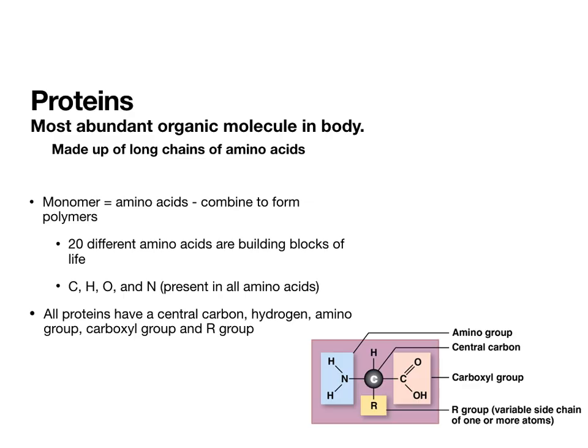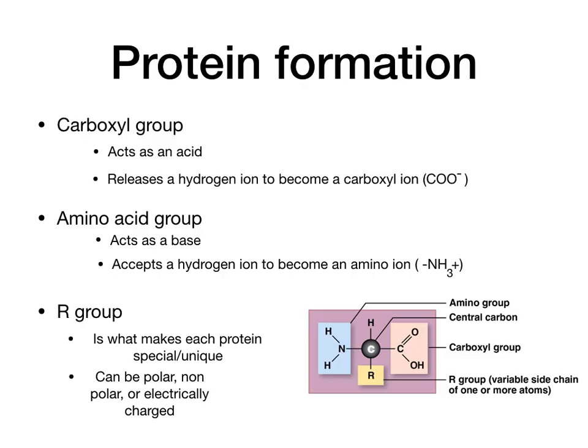So how do we form a protein? The amino acid is made up of three functional groups: the carboxyl group, the amino group, and the R group. The carboxyl group acts as an acid. It releases a hydrogen ion to become the carboxyl ion, and the amino group acts as a base and accepts that hydrogen ion to become an amino ion. And then the R group is what makes each protein special or unique. This R group can be polar, it can be nonpolar, or it can be electrically charged or even uncharged.